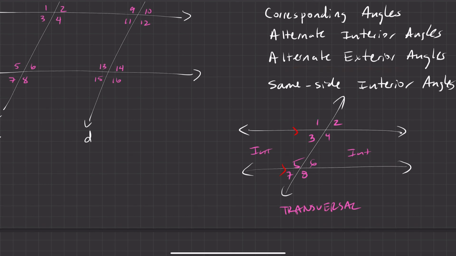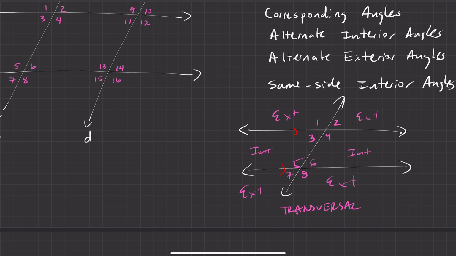Alternate exterior angles would be if I were to compare 1 and 8, because they are alternate, they are opposite from each other, and they are also on the outside of the parallel lines. 2 and 7, sorry, not 2 and 8, 2 and 7, they are also alternate exterior angles because both of them are outside angles, and they are alternate. They are opposite to each other as well.